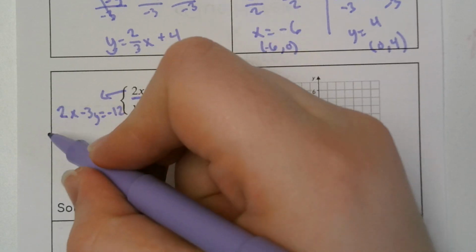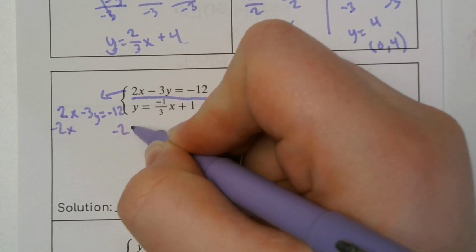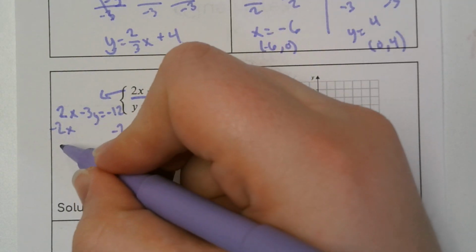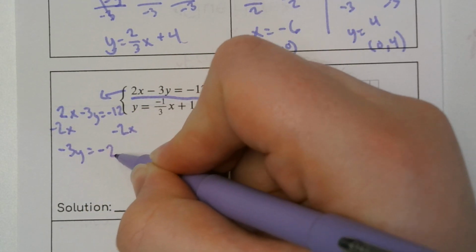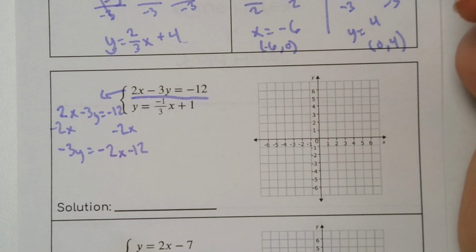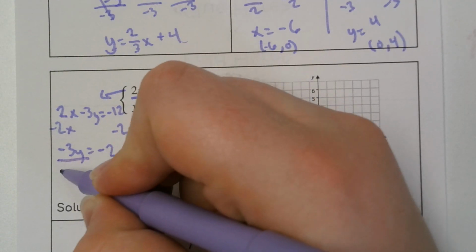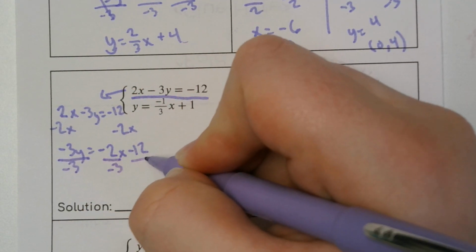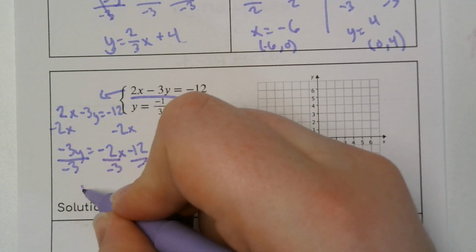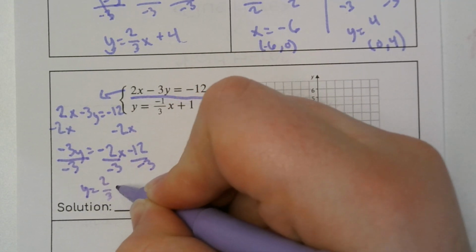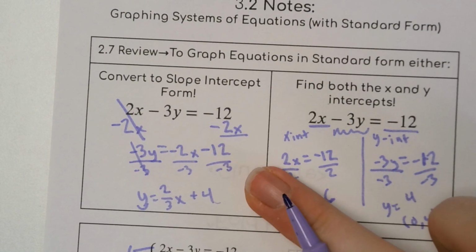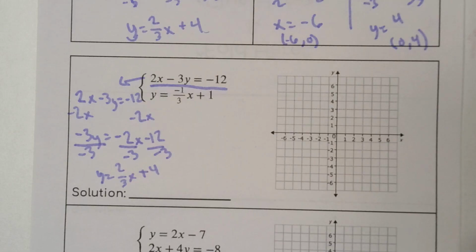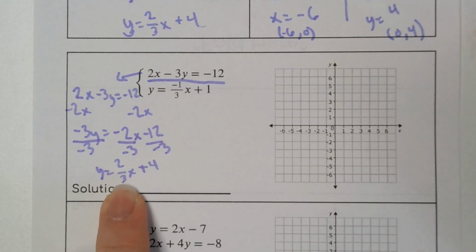So to move this 2, we have to subtract 2x from both sides. We are left with -3y equals, we keep them separate, so -2x minus 12. And then we have to get rid of this 3 by dividing, so we divide everything by -3. And we get y equals 2/3 x plus 4. Hey, if you notice, it's the same problem as before. So now we have to graph this to find our solution.